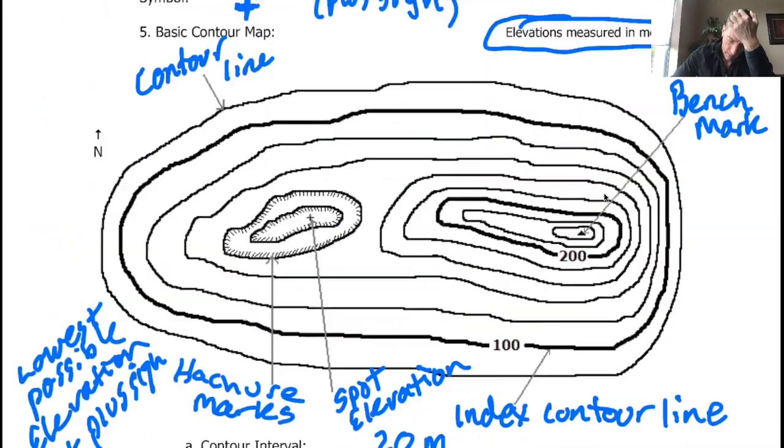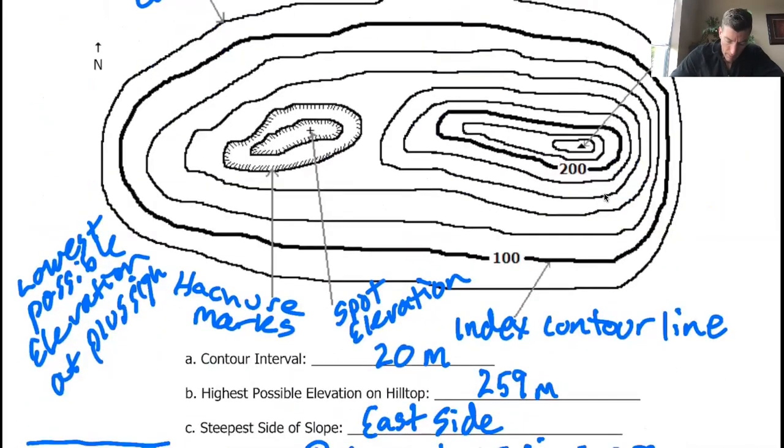So let's look at this. Here's what happens. Let's pretend you're hiking a trail and you're walking towards that spot elevation. What's happening? We know this is 100, this is 120, 140. You're going up in elevation, but then you hit this area where it suddenly starts to go back down. So you're going up, up, up, and then it goes back down into a dip.